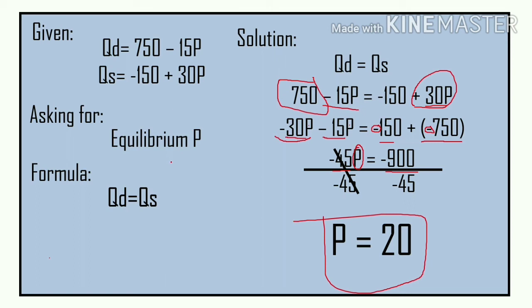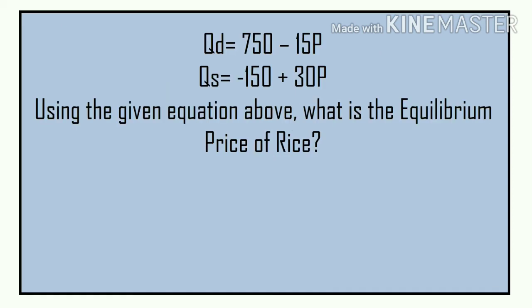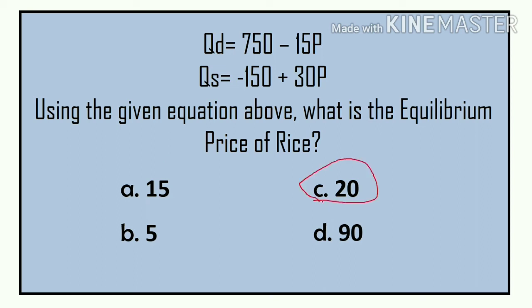Okay, so now let's go back sa ating question. Quantity demand is equal to 750 minus 15P. Quantity supply is equals to negative 150 plus 30P. Using the given equation above, what is the equilibrium price of rice? Since we already have the computation, letter A, 15, B, 5, C, 20, D, 90. So, the correct answer is 20.